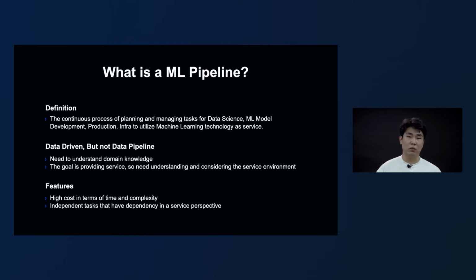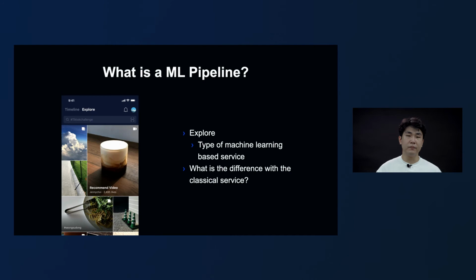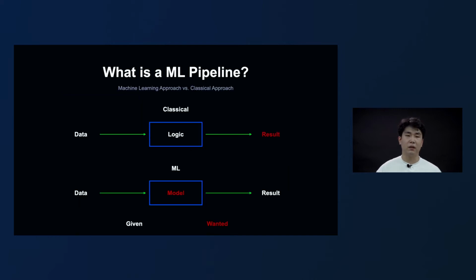To explain what I have just said, as an example, let me take the Timeline Explorer service. If this service had to be categorized, it is also a service based on machine learning. And I think we first have to think about the difference between machine learning-based service and conventional services. The focus of the traditional database services is getting a good output based on data.